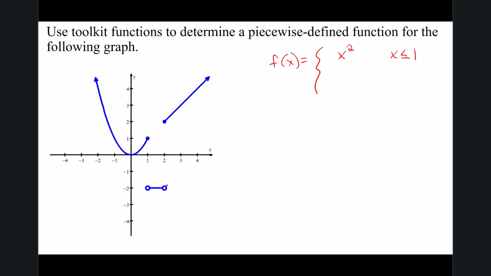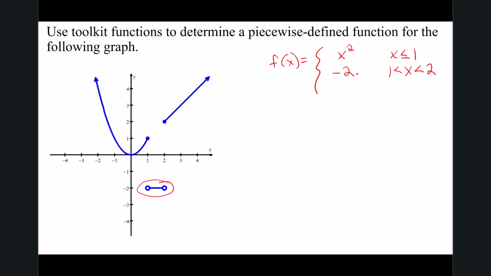The next part of the graph is right here, where I have x is between 1 and 2. So I'm going to have 1 less than x less than 2. And those are both open dots, so no equal to on that part of the domain. And this graph is just -2. It's a constant function at -2.